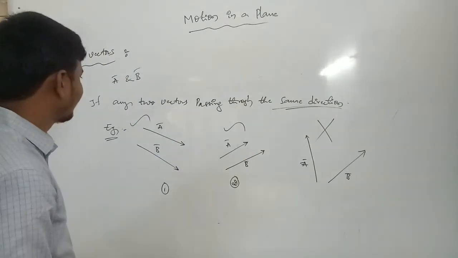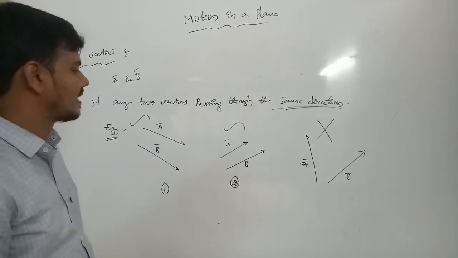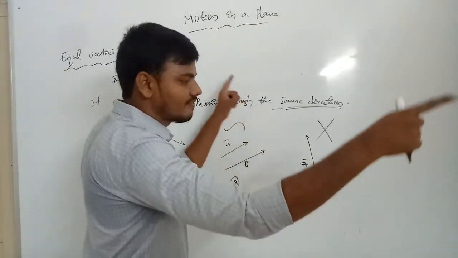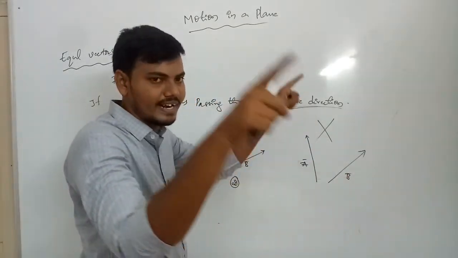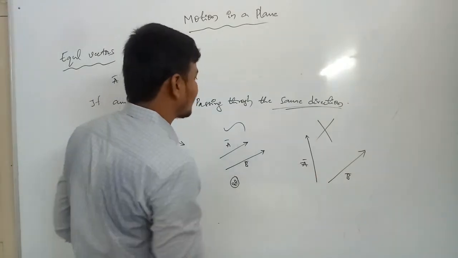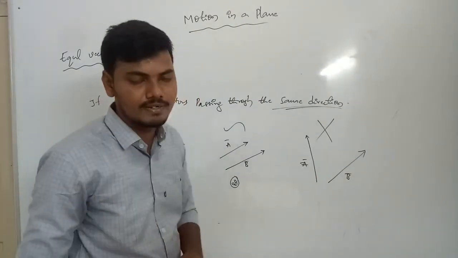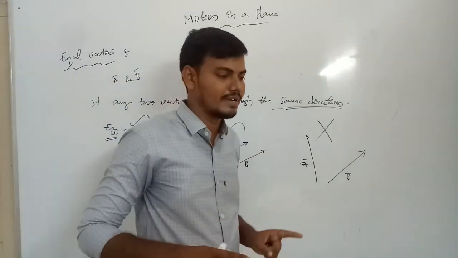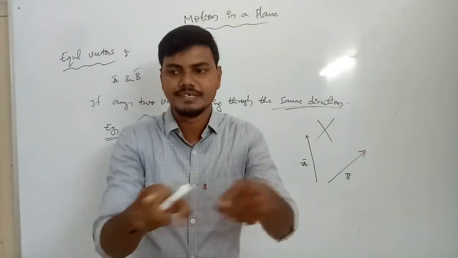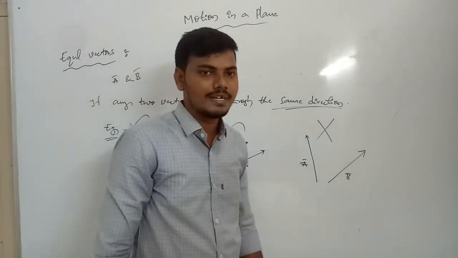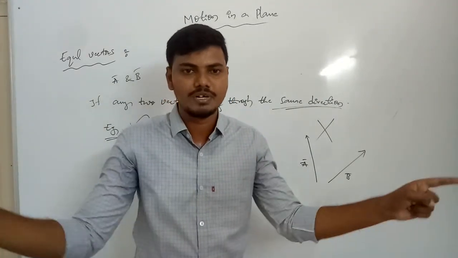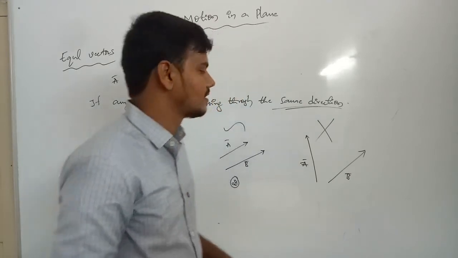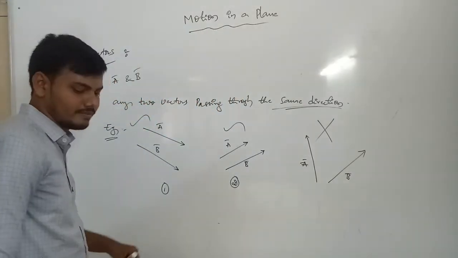Clear? If any two vectors pass through the same direction, they are equal. This one is not, because it is a different direction. Different directions are not applicable for equal vectors. We introduce equal vectors only for the same direction. Clear? We are not introducing two different directions; two different directions are not applicable in equal vectors. Okay, now this is the equal vector.